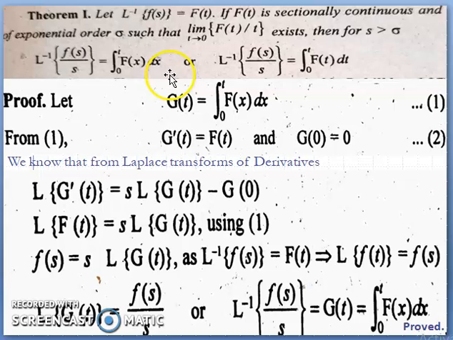See the proof. For the proof of this statement, let us suppose that g(t) equals the integral over 0 to t of f(x) dx, whatever the right hand side is here. g(t) equals the integral over 0 to t of f(x) dx. This is equation number 1.